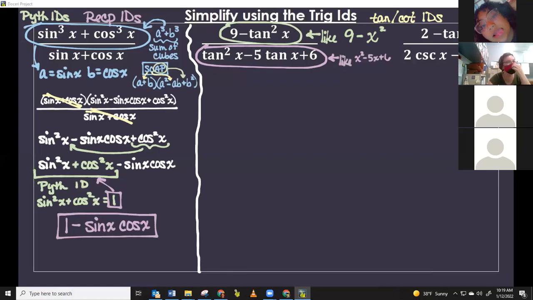I can factor it. Absolutely. I got a difference of squares up on top. I can factor the bottom. 9 minus x squared would factor how? 3 plus tan x, 3 minus tan x. Yes. I can take this guy right here: 3 plus tan x times 3 minus tan x.